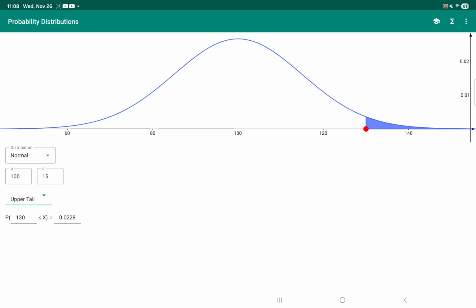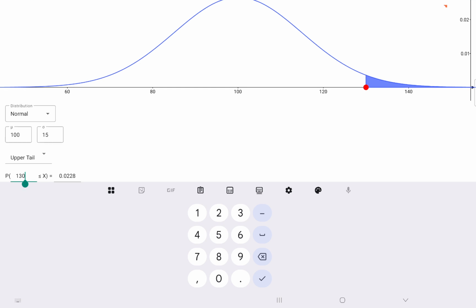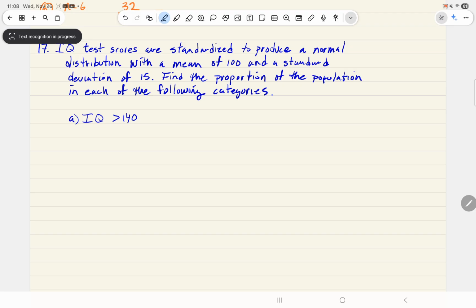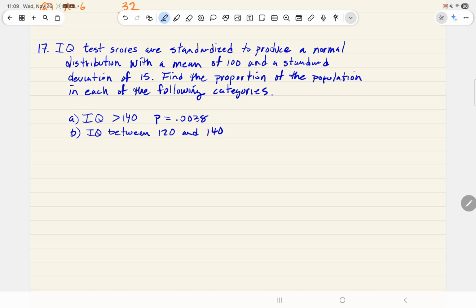the graph should look something like this. We need to change this, however, to 140 because we're looking for scores greater than 140. And now I'll check that, and it's going to return this answer over here, 0.0038. So that's really all there is to it. Let's go back and take a look at the next one. I'll just put the answer down over here. It was probability equals, what was it, 0.0038, I think. Okay, let's take a look at the next one.